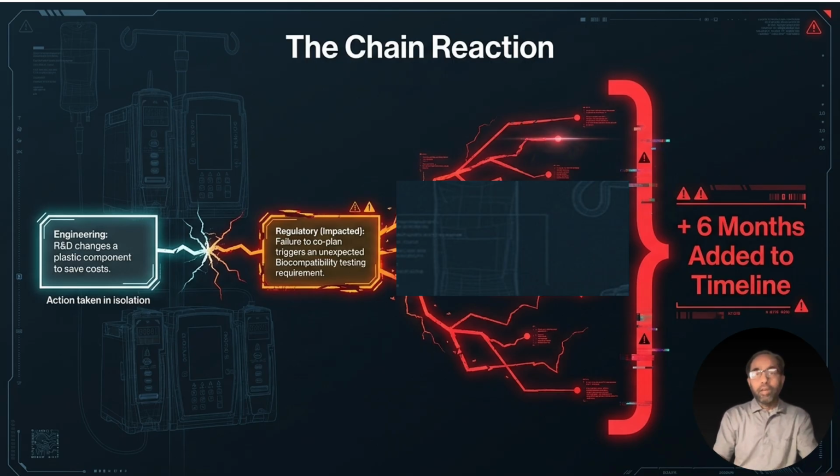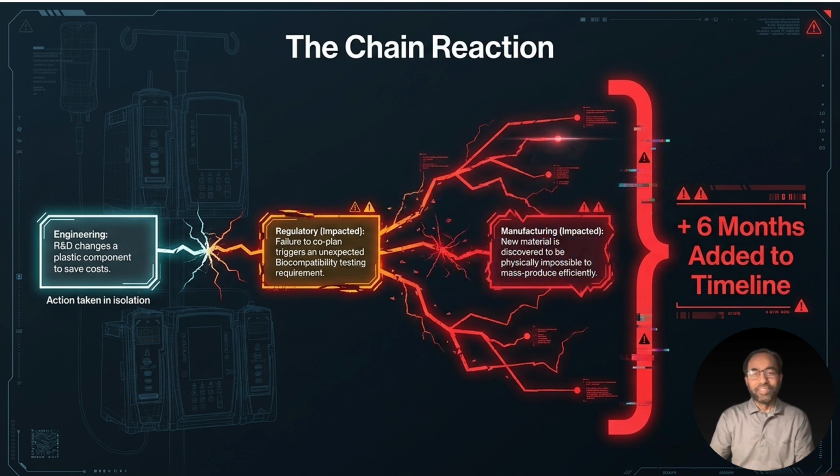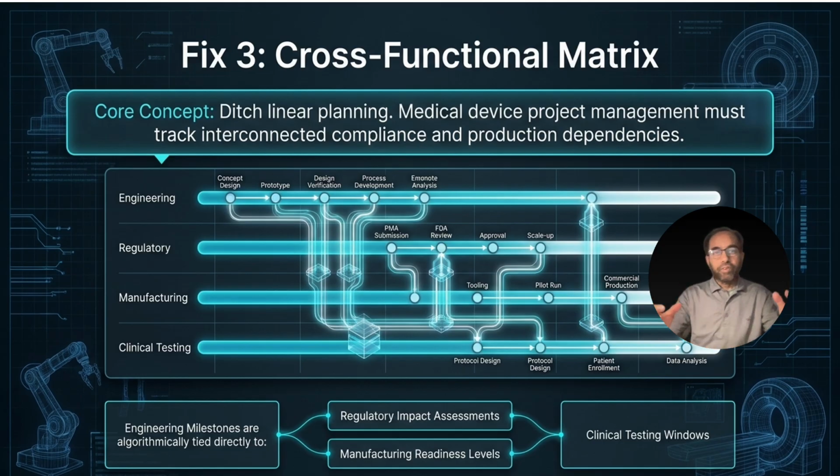Similarly, if manufacturing is not involved during the early prototyping stage or design for manufacturability review, you may design an incredibly smart device that is physically impossible to manufacture. Implement a cross functional, harmonized project management structure and culture in which engineering milestones are directly tied to regulatory impact assessment, design for manufacturability, and design for usability from day one.